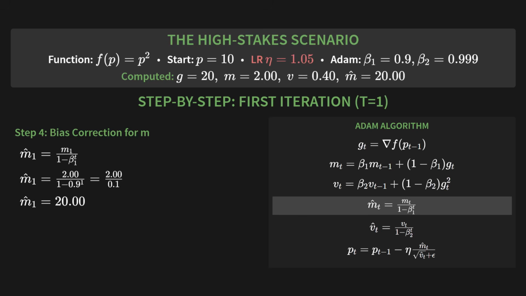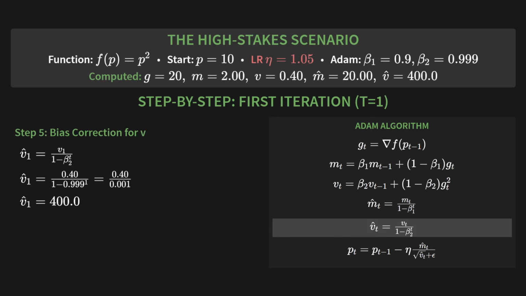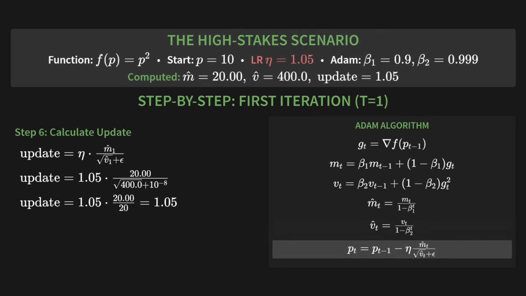Step 5. Bias correction for v. Same idea. v hat sub 1 equals v sub 1 divided by 1 minus beta 2 to the power of 1. That's 0.40 divided by 1 minus 0.999, which is 0.40 divided by 0.001. And that gives us a v-hat of 400.0.